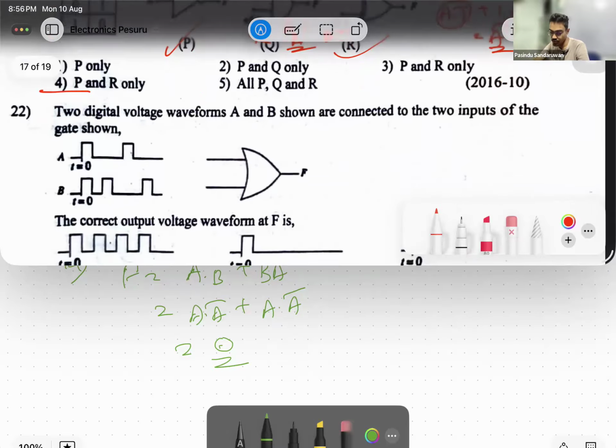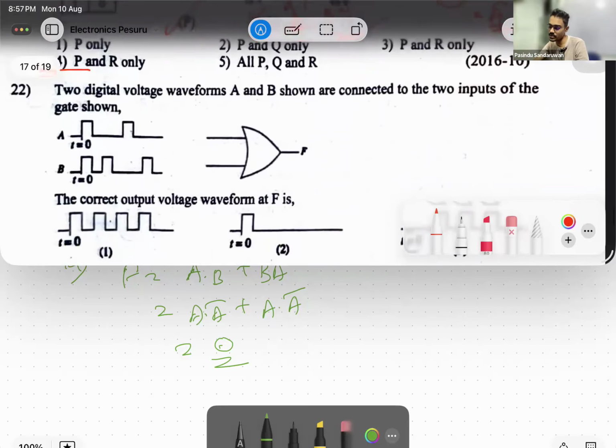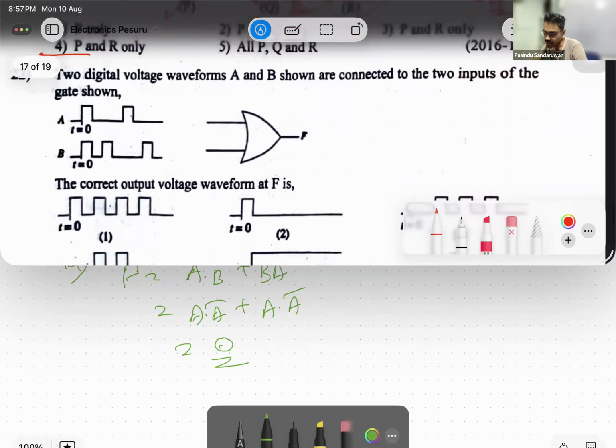22. Two digital voltage waveforms A and B shown are connected to the two inputs of the gate shown. The correct output voltage waveform is, right, simple. They are A and B. This is an OR gate. Then the output is A plus B. Right? The output is A plus B.